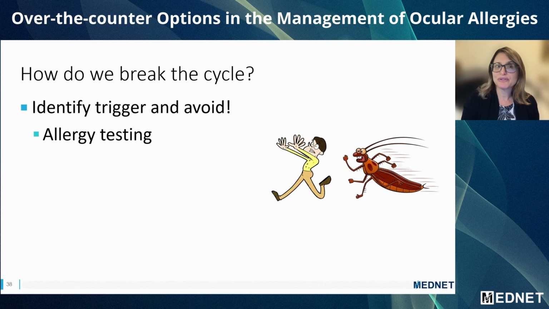Sometimes people already know what they're allergic to, but if they don't and it's severe enough, I do recommend allergy testing. And then I want them to avoid the allergens. What are the ways to do that?